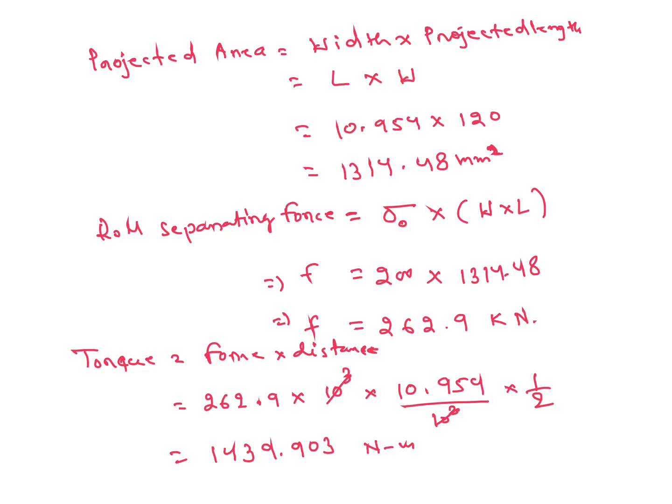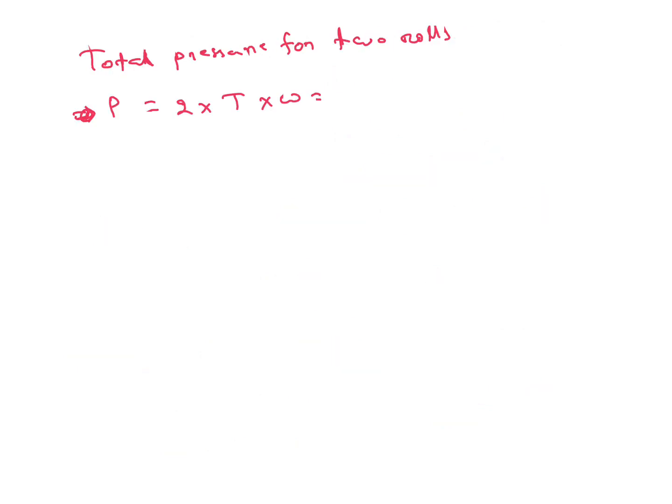Then we will calculate power. Power is T into omega. Omega is 2 pi n by 60, omega is angular velocity, and for 2 rolls we have to multiply by 2. So power is 2 into T into omega, where omega is 2 pi n divided by 60. The n value we have to calculate. V, the velocity at the neutral point, equals pi D n divided by 60. From this formula we have to calculate the n value. The V value we have to calculate first.